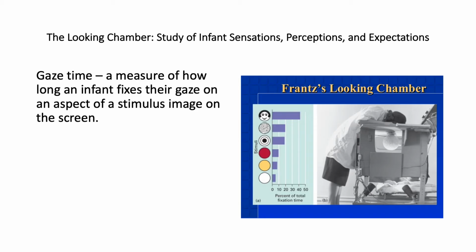One of the important research tools developed for the study of infants is the looking chamber. The looking chamber is a box that has sensors that can pick up where their gaze is and plot it on a picture or a chart. It also measures gaze time, so that's how long they look at one object versus another. There's a variety of tasks that can be completed in the looking chamber, visual and auditory. It's a good way to study a lot of features of infant vision and perception.